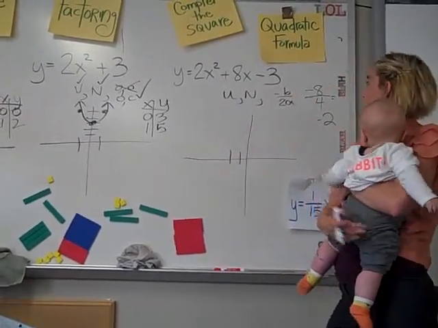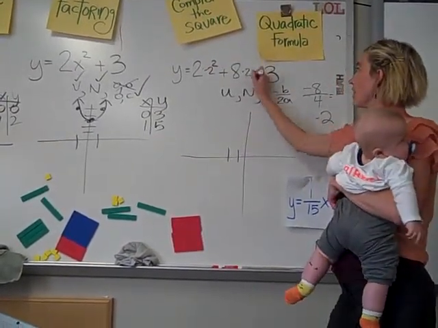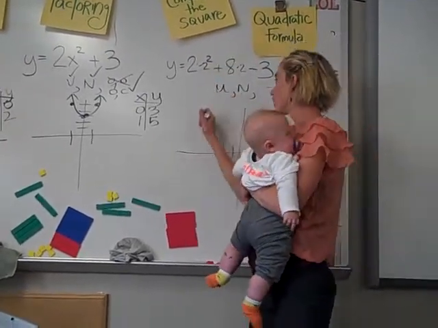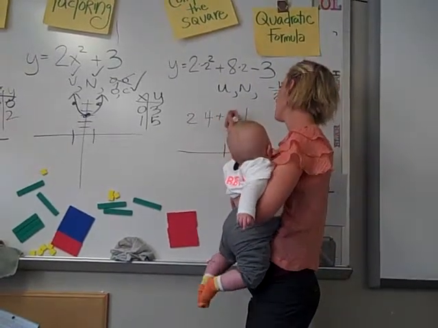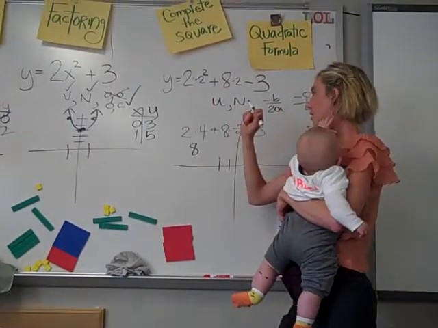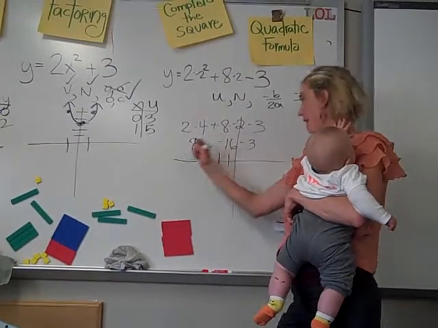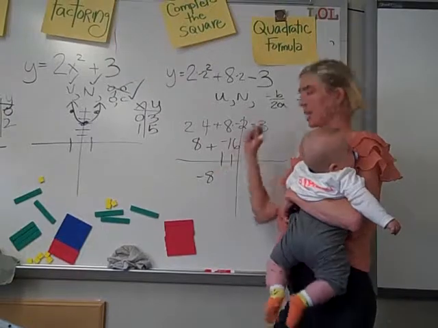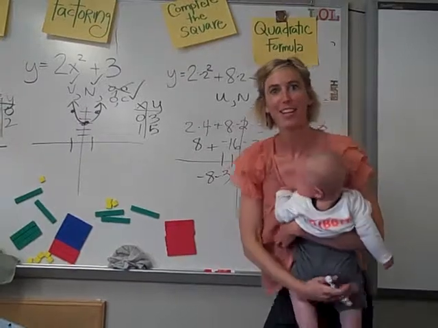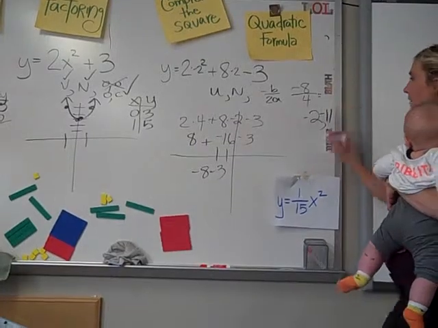So I'm going to have to plug in negative 2 for x. Ari is almost done. Just hold on. Negative 2 squared is 4 times 2, plus 8 times negative 2, minus 3. 4 times 2 is 8. 8 times negative 2 is negative 16, minus 3. Now I do 8 plus negative 16, which is negative 8. Minus 3, which is, good job, negative 11. Okay, so my vertex is -2, -11.